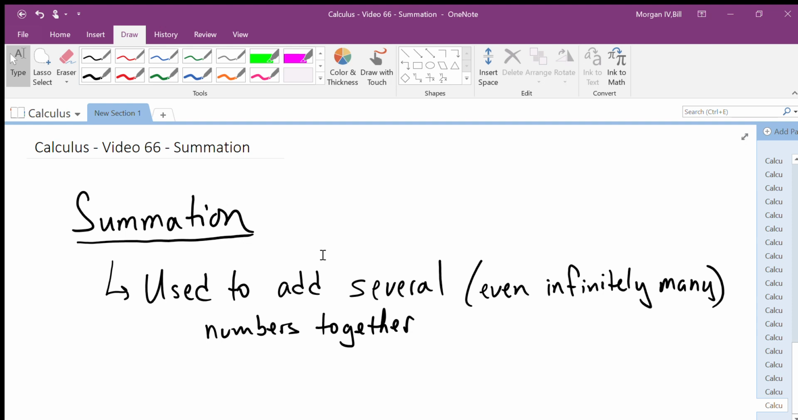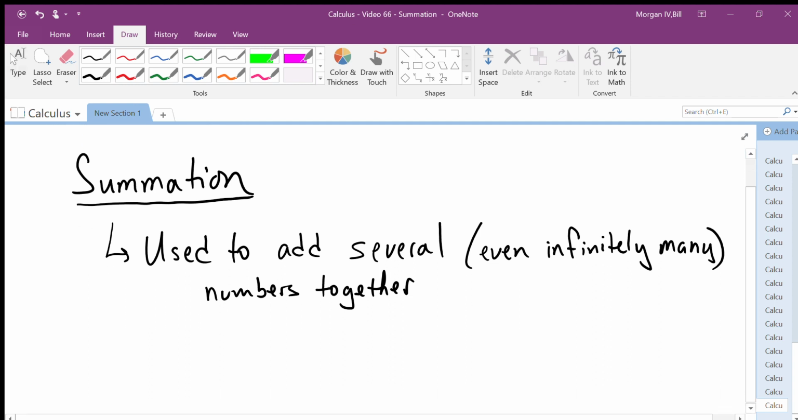Calculus, video 66, summation. So we use summation to add several or even infinitely many numbers together. It's not really a calculus topic of its own, but it is something we're going to use in calculus here in the next couple of lessons. So we're focusing on summation here just as a tool that we're going to be using shortly. So, a little bit about summation.